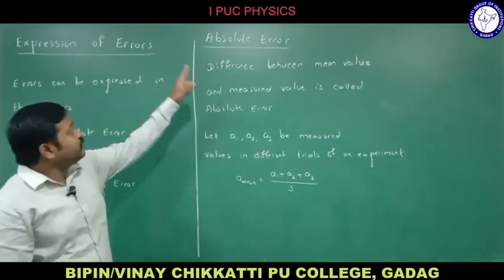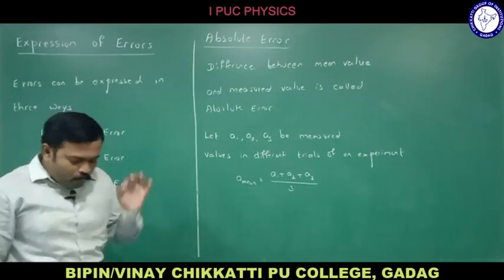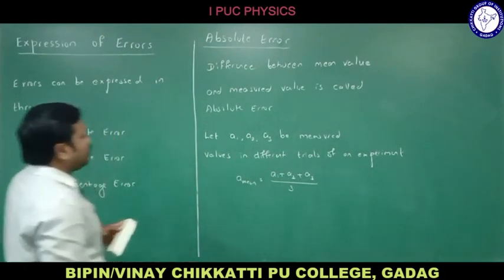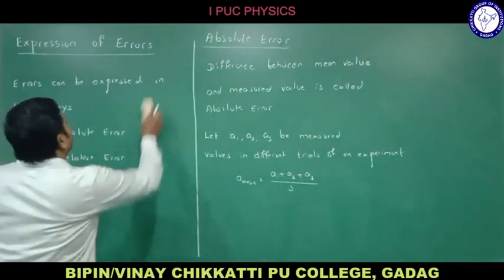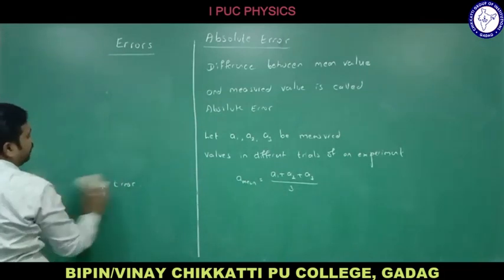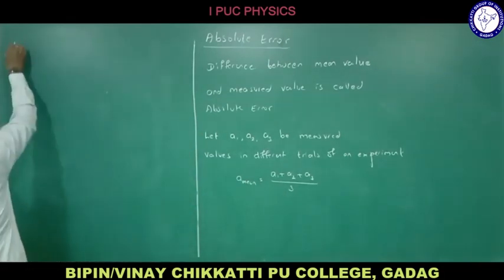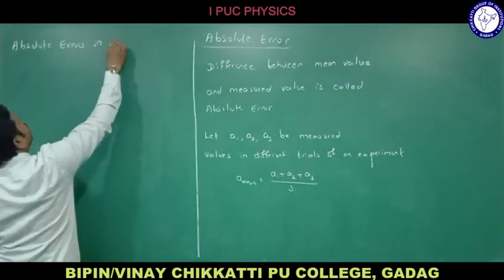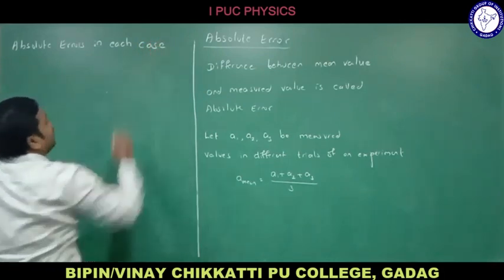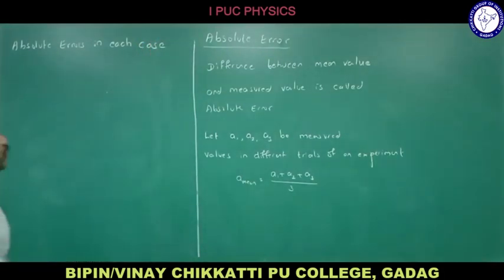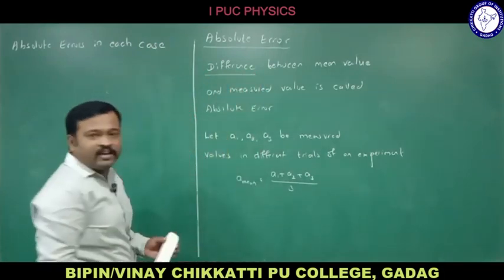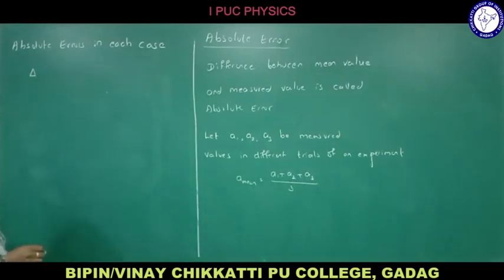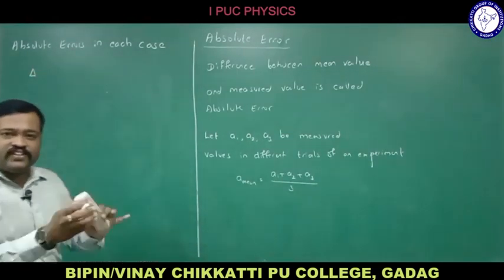The next thing is, what are the absolute errors? Do remember, however many trials you make, that many absolute errors we get. Let me take the absolute errors in each case. Do remember, absolute error is a difference. Whenever we take a difference, we denote it by delta. Delta means there is a difference, right?